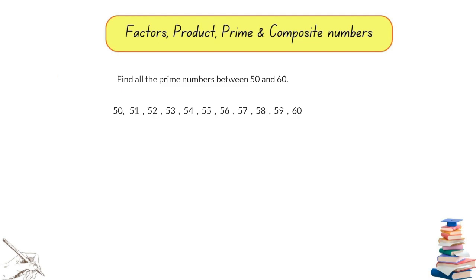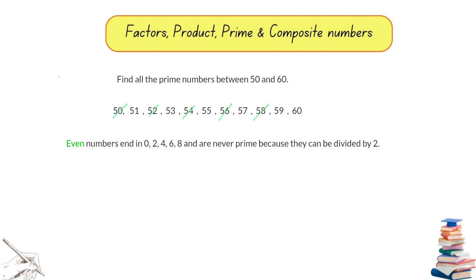Now, let's find all the prime numbers between 50 and 60. Even numbers can never be prime because they can be divided by 2. So, that automatically cancels 50, 52, 54, 56, 58, and 60. If the number is less than 100, you have to check if it is divisible by 3, 5, or 7. Any number ending in 5 is divisible by 5, so it's not a prime number.